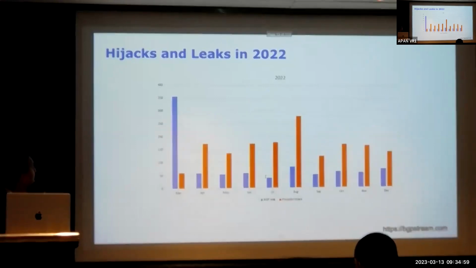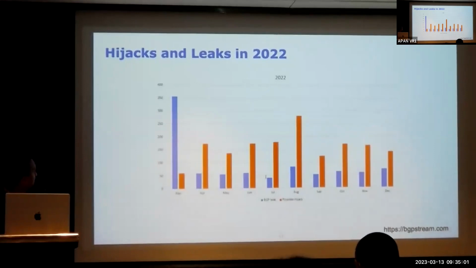So if we compare 2022, we actually see more hijacks and fewer leaks, because people have started using IRR filters, they're doing RPKI, and there is a smaller number of leaks, and there are more hijacks. Right?